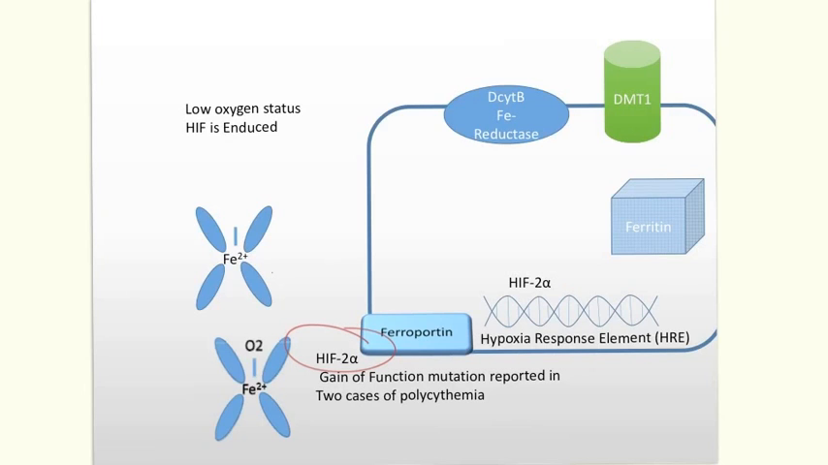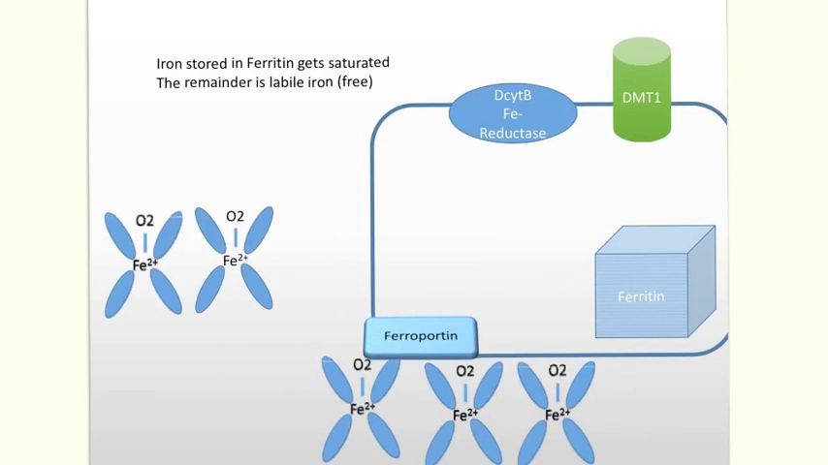This is simply interesting to note because it's only happened to 2 people that have been reported in the world. Most cases of genetic polycythemia are from a JAK-STAT mutation. So now we want to talk about iron excess.